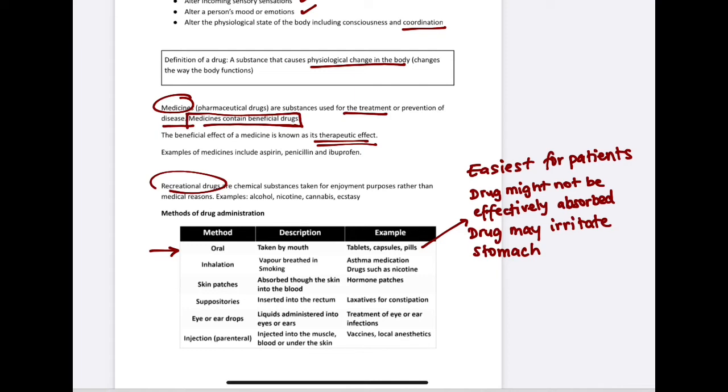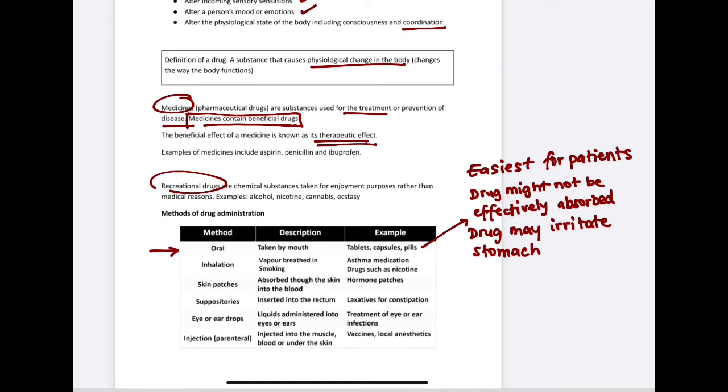You have skin patches. These medications are absorbed through the skin into the blood. So for example, you have hormone patches, or sometimes you have pain relief patches that are available on the market. So you just stick the patch where you have pain, neck pain, knee pain. So wherever you have the pain, you just stick the patch and it's going to relieve you from the pain.